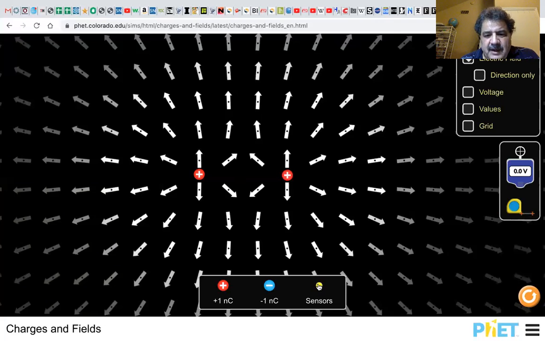Nothing I can say really about the field lines, but right here in the center, you see that the force is 0, so there is no electric field right in the center.